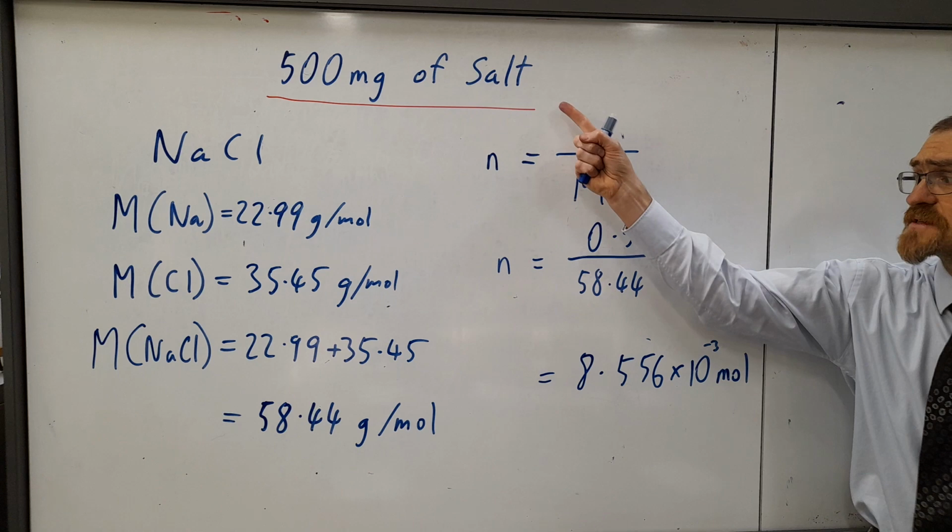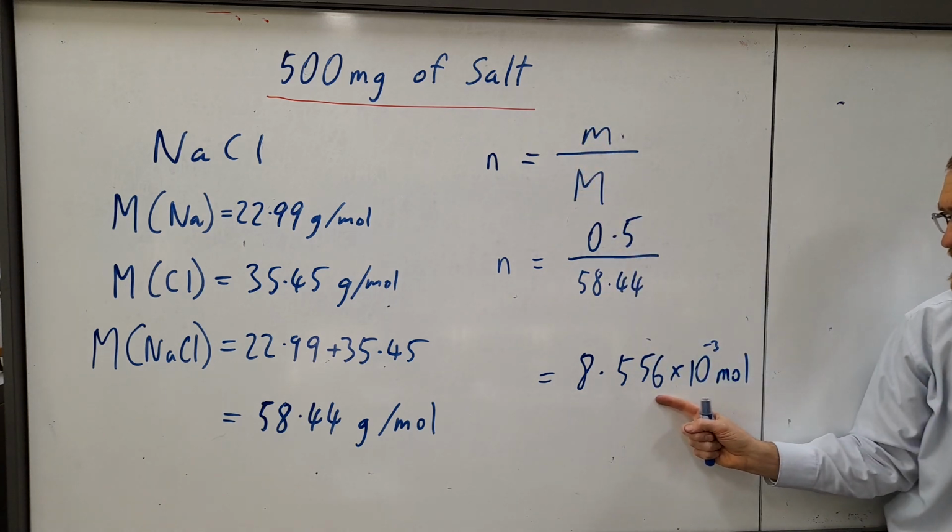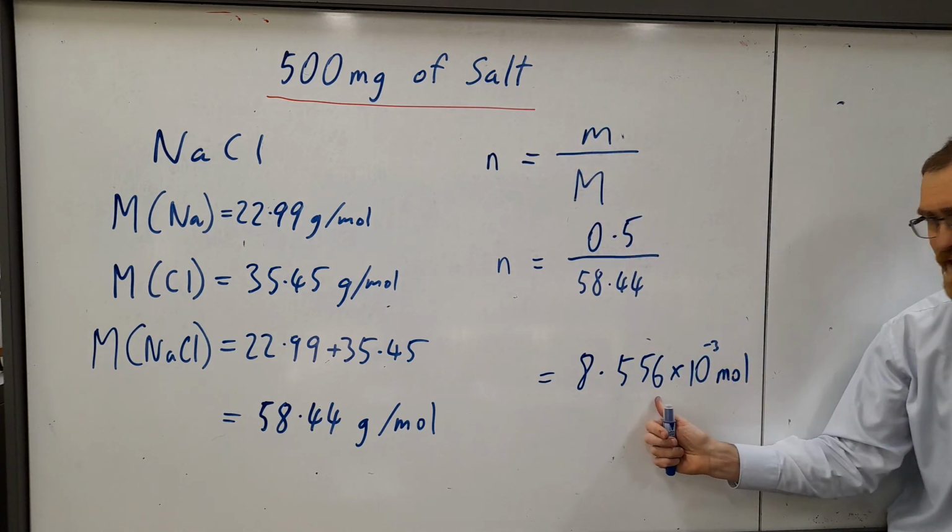So 500 milligrams of salt is going to give us 8.556 by 10 to the negative 3 moles. I rounded that up to the 6.